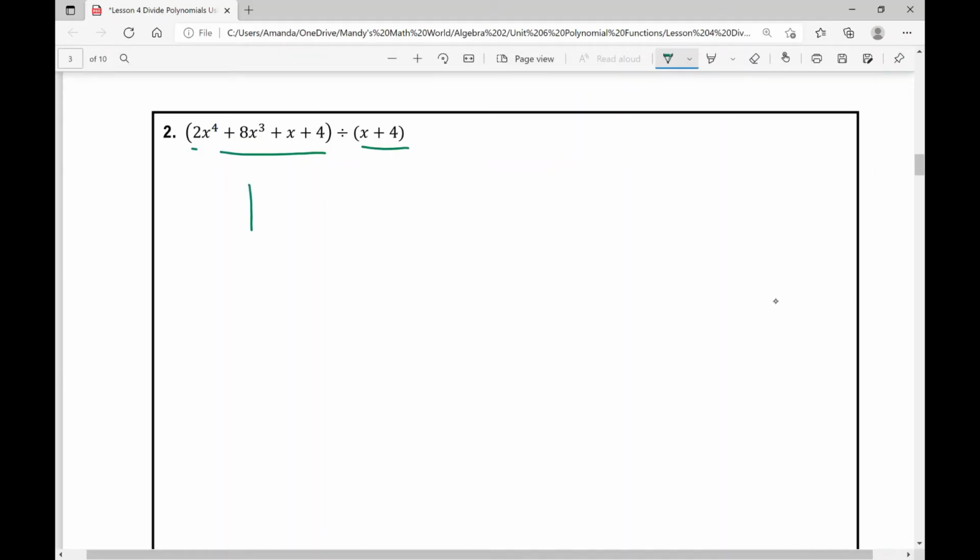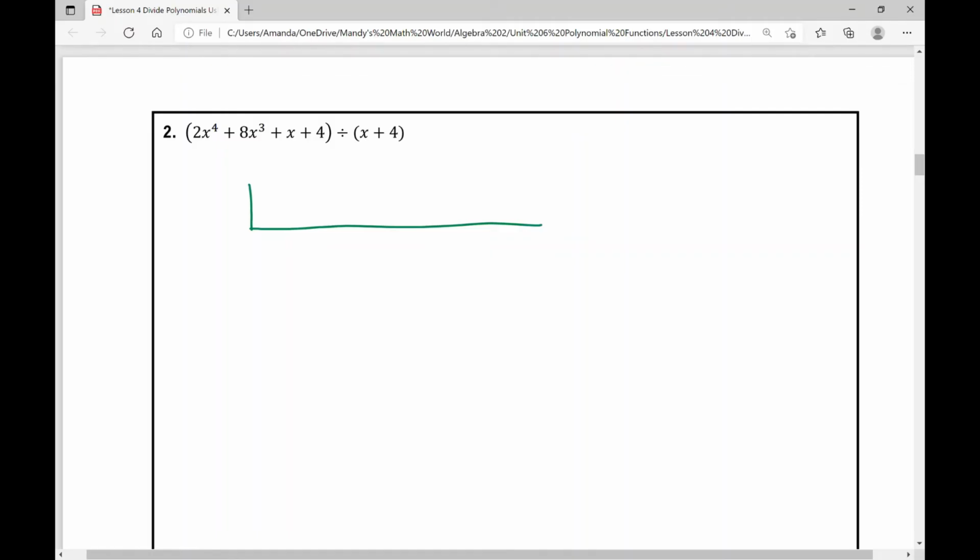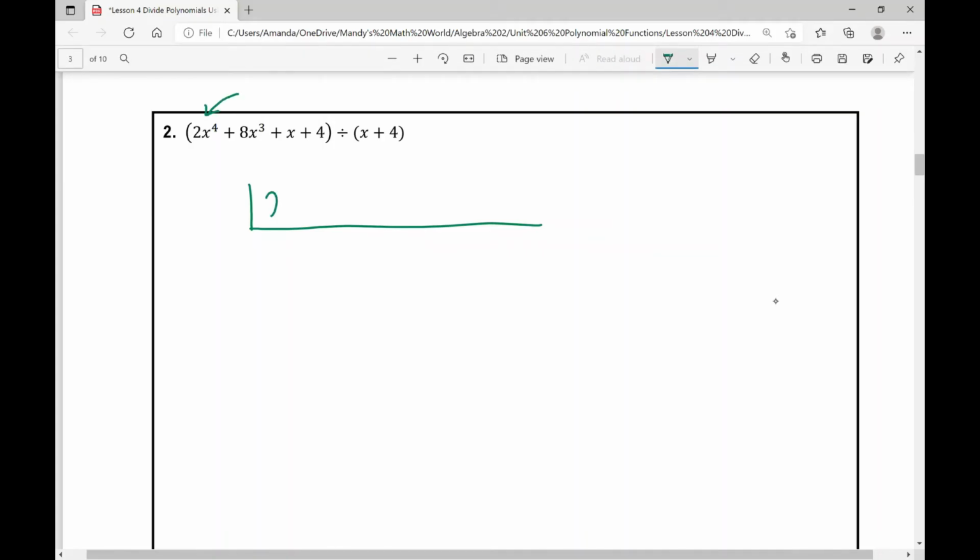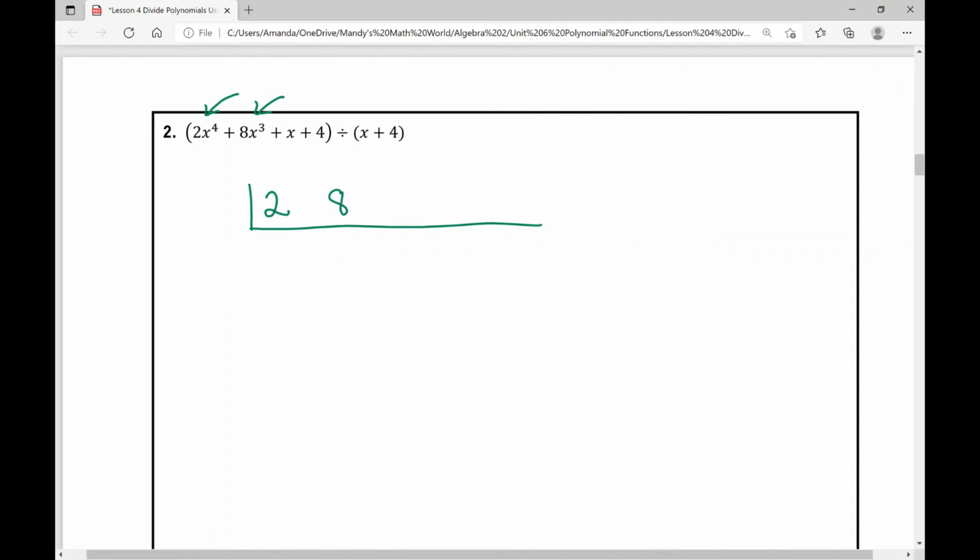So I'm going to draw my little rectangle right here. I'm going to erase this so it doesn't confuse you. That polynomial is written in standard form. And what I want you to see is I have 2x to the fourth plus 8x cubed, but notice that I don't have an x squared term. I'm going to put a 0 in place of that x squared term. So make sure you have a placeholder.